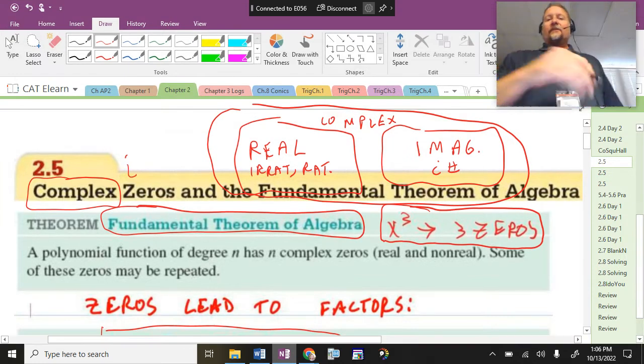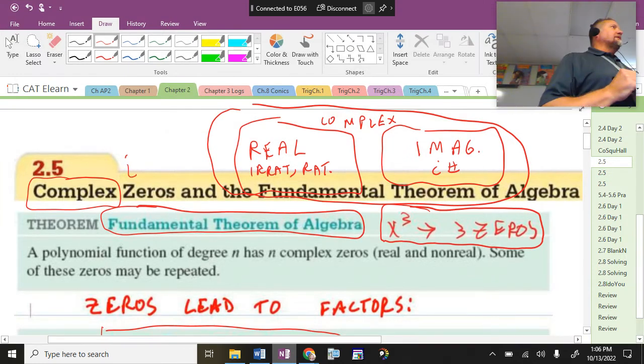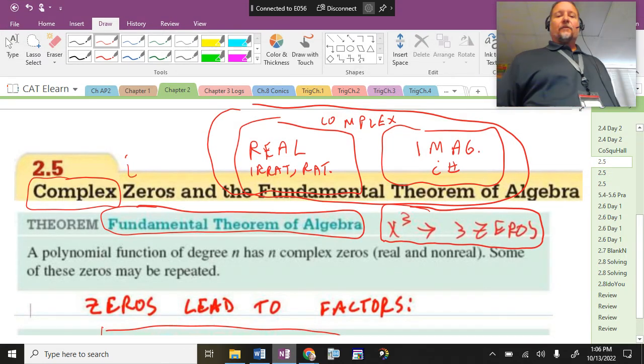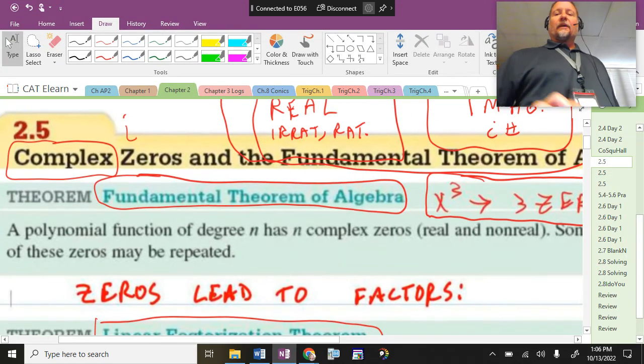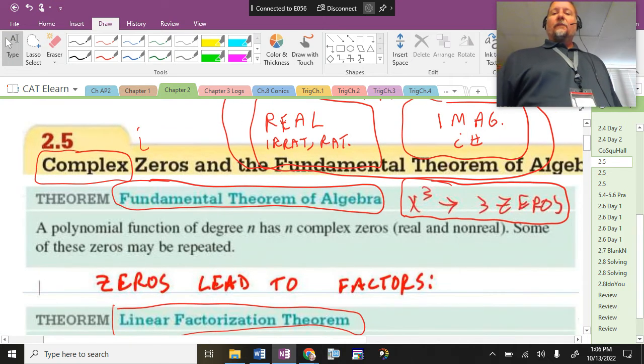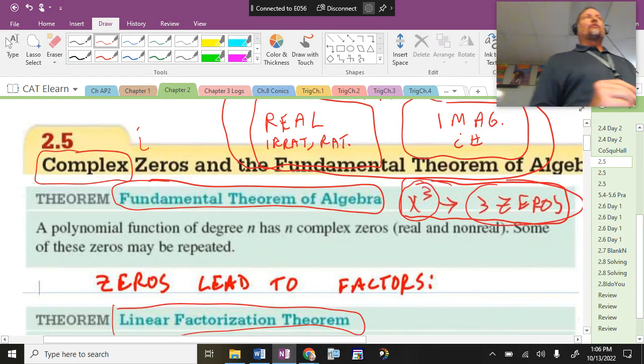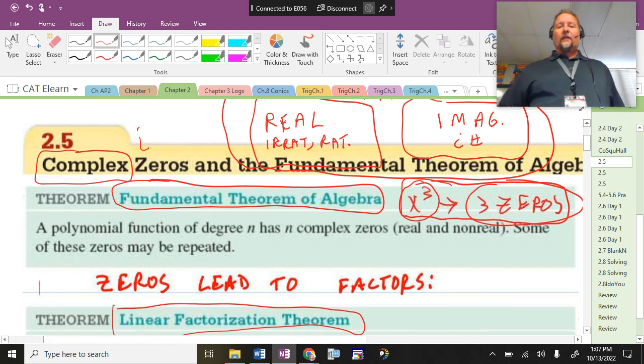All right. So just talking about what the word complex means. It's a set of both real and imaginary numbers. Okay. Fundamental theorem of algebra. I told you not to write this down. All it means is if I have an x cubed, then I definitely have 3 zeros. That's all it means. Okay. So that's all you have to write.